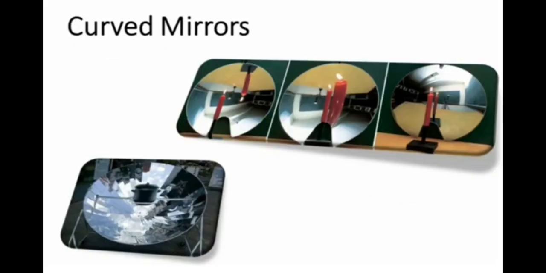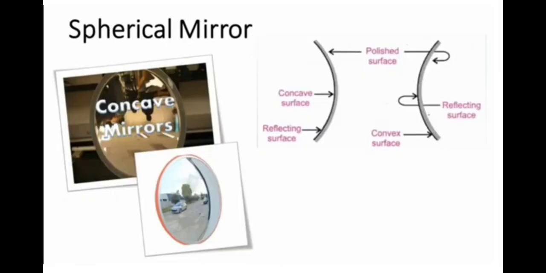We studied about the laws of reflection. These laws are applicable to all types of reflecting surfaces, including curved surfaces. In our earlier classes, you have studied that there are many types of curved mirrors such as spherical and parabolic mirrors. The most commonly used type of curved mirror is the spherical mirror.